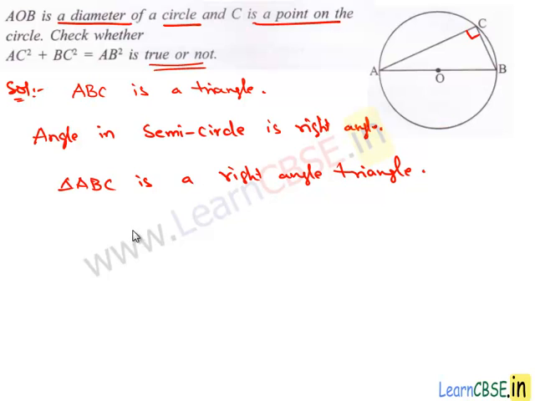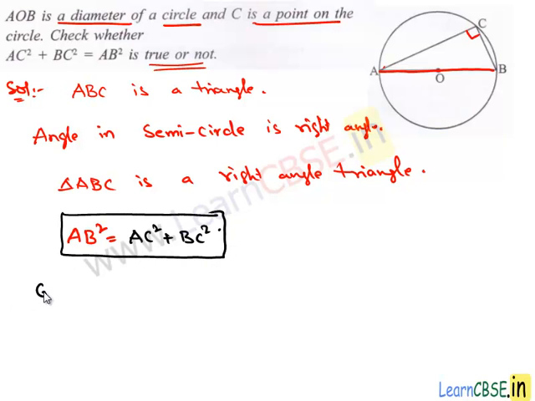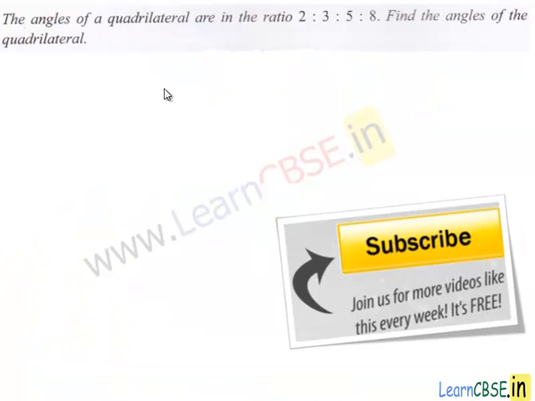In this right angle triangle, from Pythagoras law, square of hypotenuse, here hypotenuse is AB. So square of hypotenuse is equal to sum of the squares of other two sides. Here we have AC is one side and BC is other side. Therefore, it is true, and we say that the given statement is true. How did we get this condition? It is by Pythagoras law. And this completes our solution.